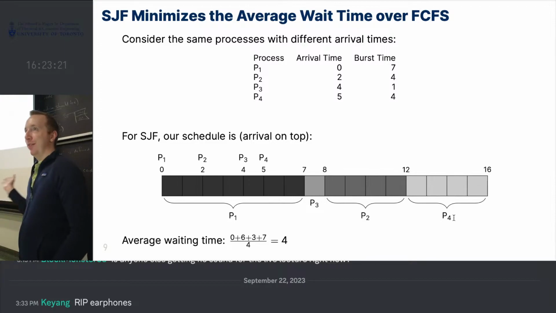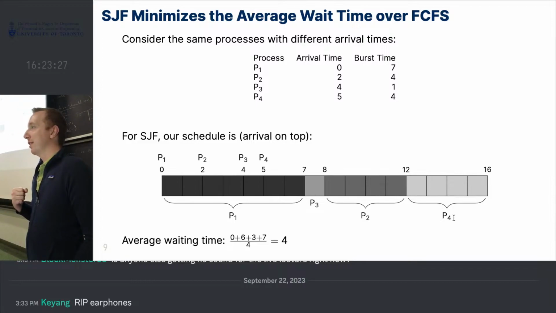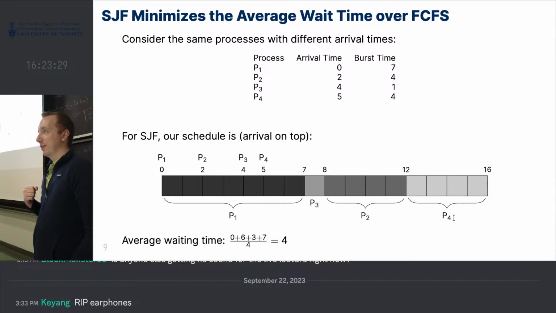Doesn't look like any questions. Nice change from forking and then having a bunch of stuff. Yep. How would the scheduler know how much time each one is going to take?